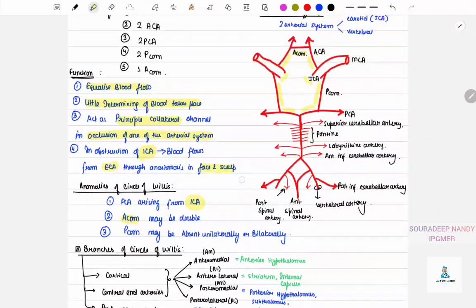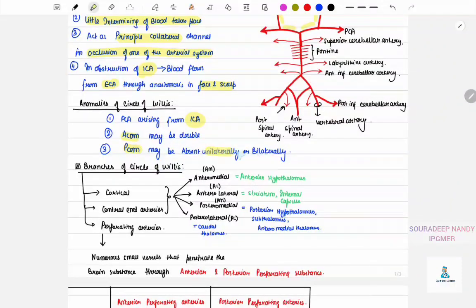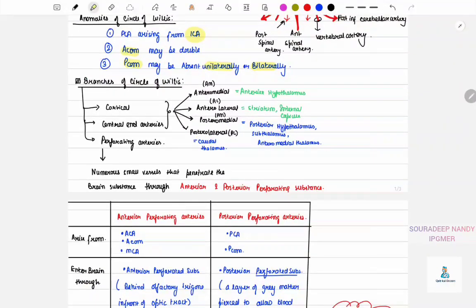The ACOM may be double, that is, the anterior communicating artery may be double, and the PCOM may be absent unilaterally or bilaterally. Now, coming to the branches of the circle of Willis. There are 3 types of branches of the circle of Willis. One is the cortical branch, second is the central end arteries, and third is the perforating arteries.